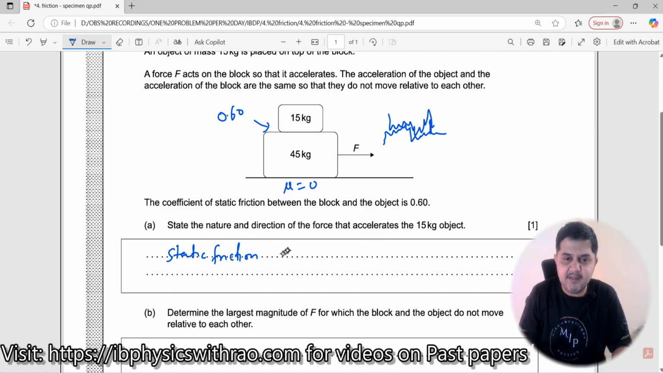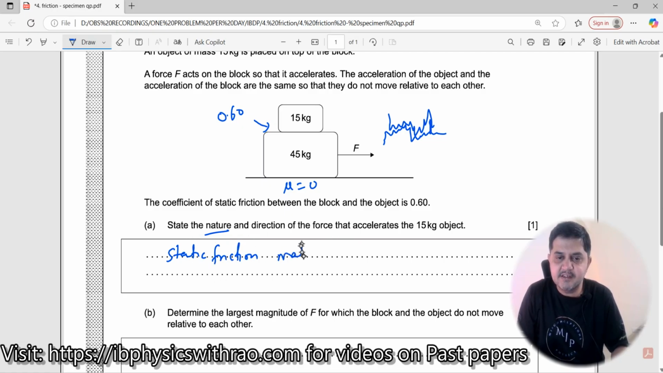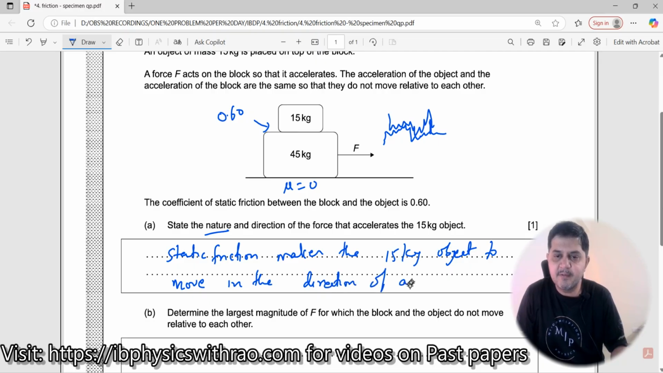So therefore, because of static friction, the nature and the direction of the force: the static friction makes the 15 kg object move in the direction of the applied force. So this much you need to write. If you just say static friction, that's not sufficient. You need to mention static friction and that it makes the 15 kg object move in which direction. You have to mention all of them.